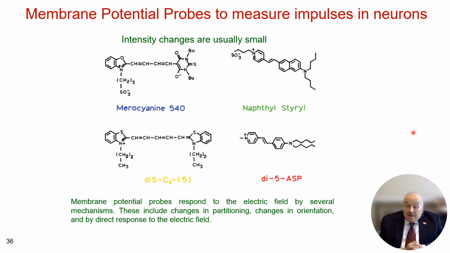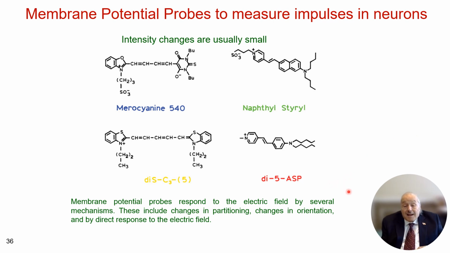Membrane potential dyes. I had to mention these, although not with, well, I can't say not with enthusiasm. I just don't know how they work, or I don't know completely. These types of dyes bind to neurons, and you can see small changes in their emission when a neuron is stimulated.